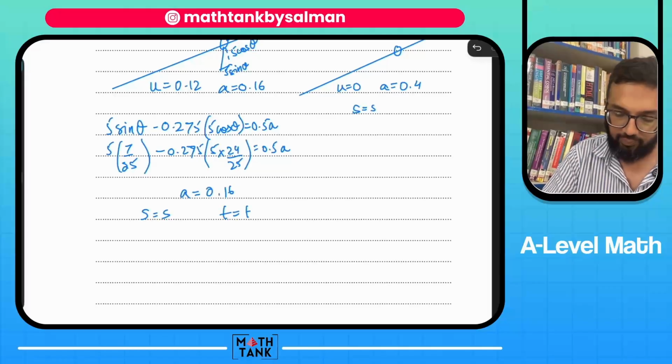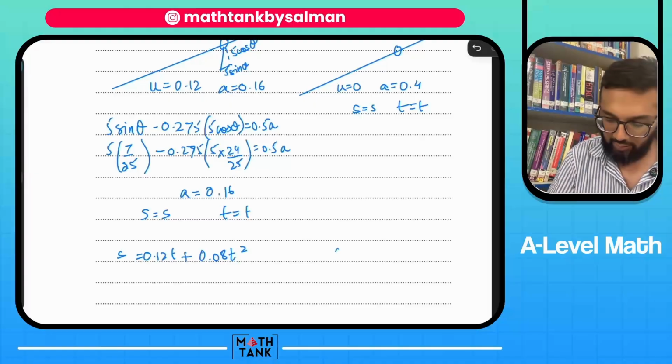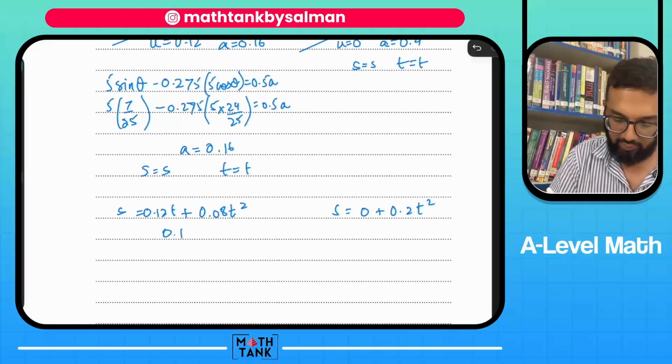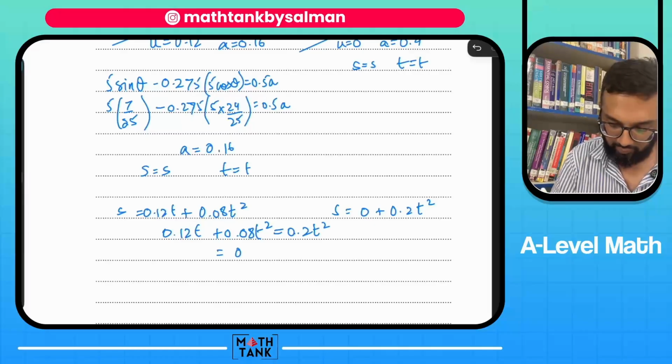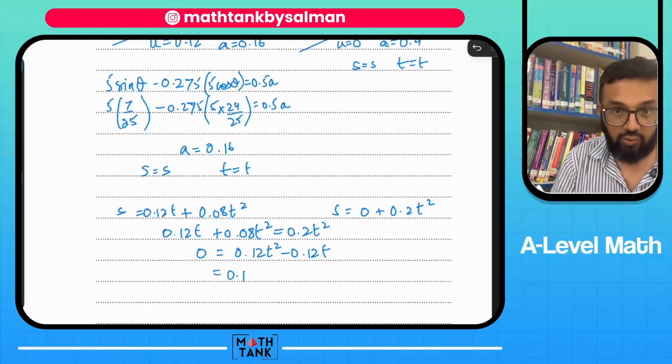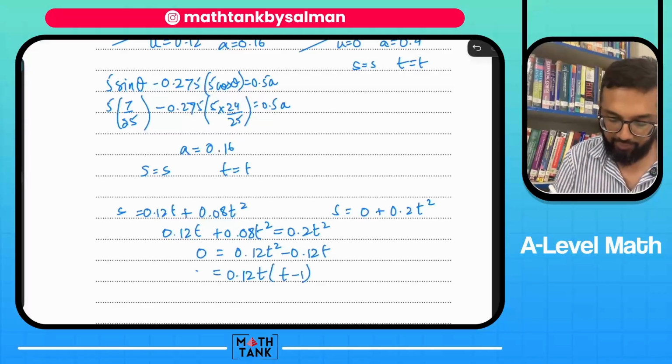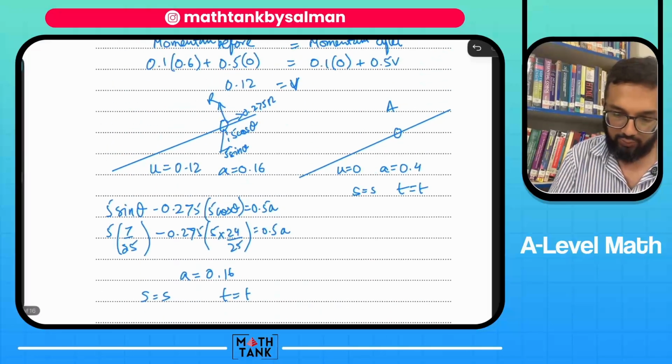तो s equals ut plus half at squared. सही है, so t equals 0 और t equals to, that is the answer to this question.